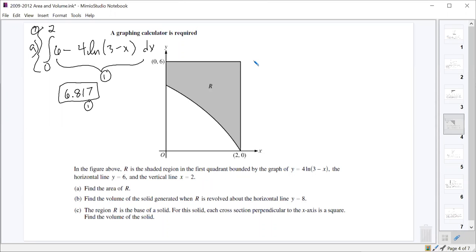Yeah, it's possible to do it. The integral of natural log of x is x ln x minus x. But in order to get that, you have to be able to integrate by parts, and that's not part of our curriculum. So that's why it's a calculator question. This could be on the BC test as a non-calculator question easily enough, though. All right, on to part B.